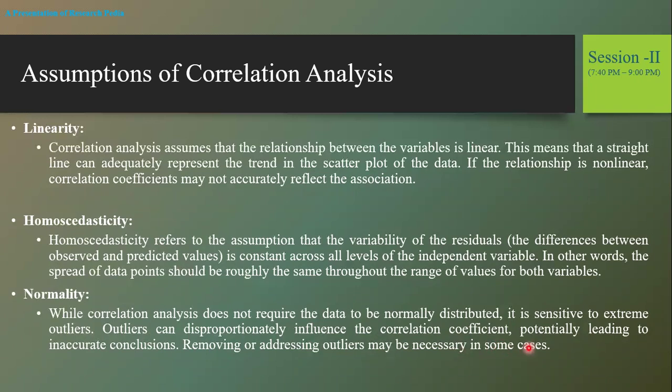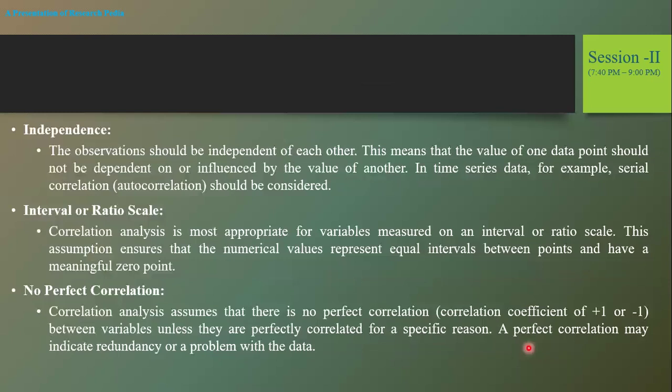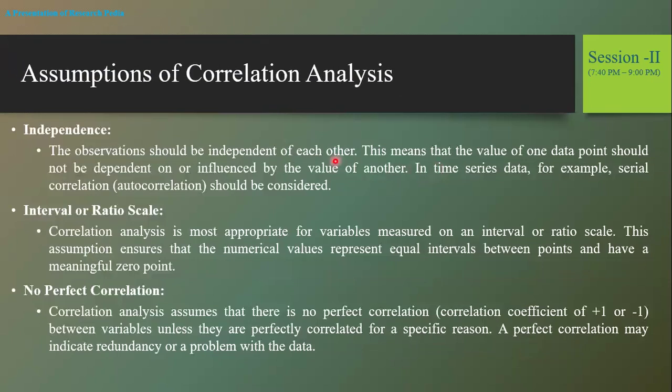So if you want to analyze the correlation between two variables and both are important, but after analysis it reveals that there is no correlation between the variables, you need to check whether your data has some outlier issue, or you may not have confirmed the normality of the data. If there is a problem of normality or outliers in your data, your result may be different compared to your expected results. Independence: the observations should be independent of each other.